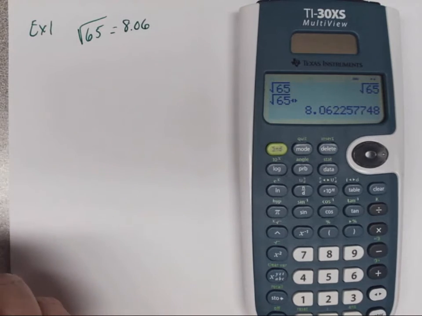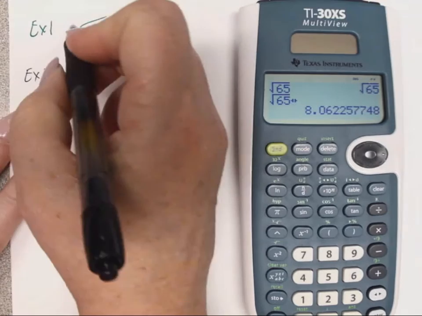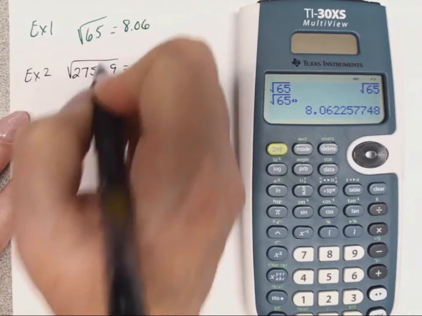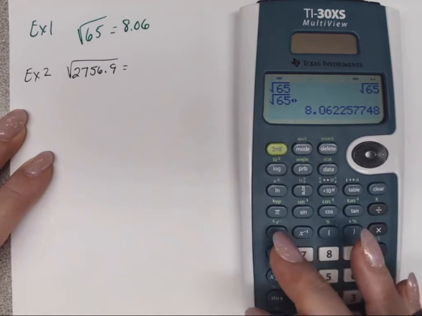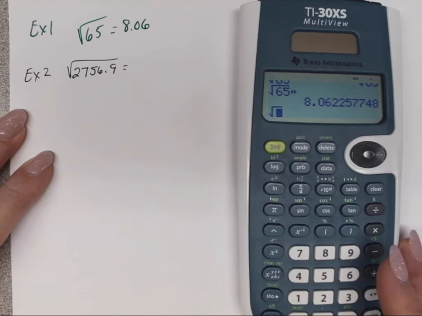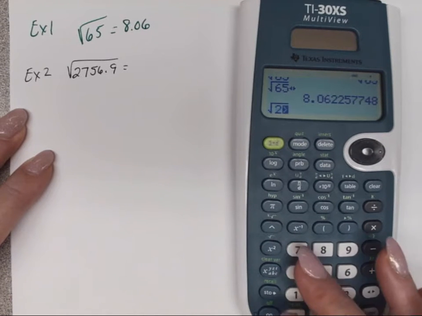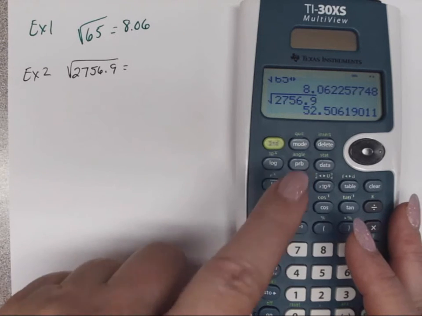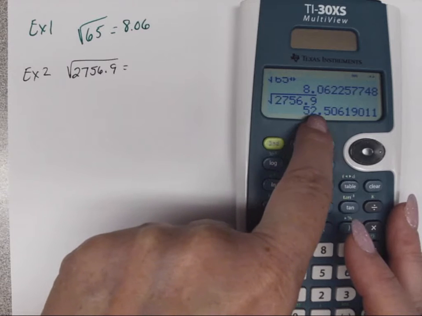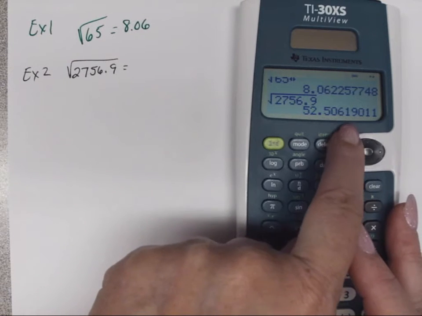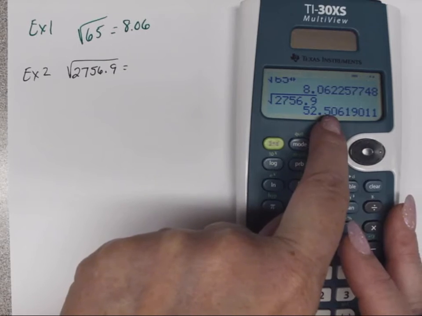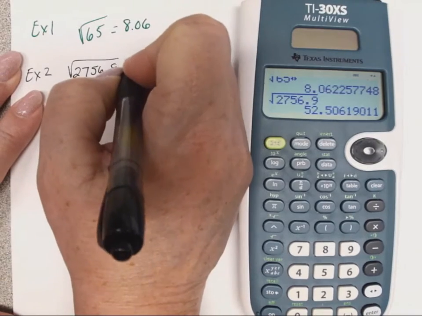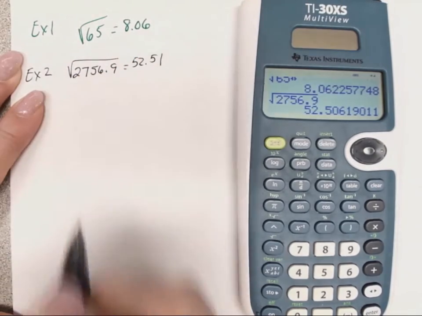All right, let's look at example 2. We want to take the square root of 2,756.9. Because my square root is in green, I have to push the second button, and then I type in 2756.9 and hit enter. I want to go to 2 decimal places, so it's 52.50. The 6 on the right side of the 0 is 5 or greater, so that makes me round up my 0 to a 1. So this will be 52.51 as my answer.